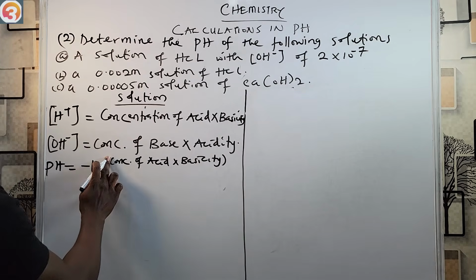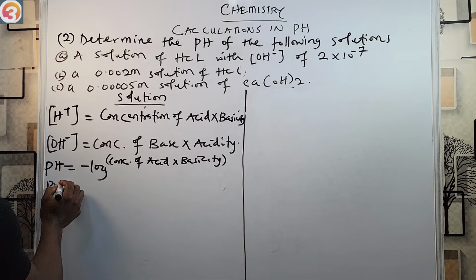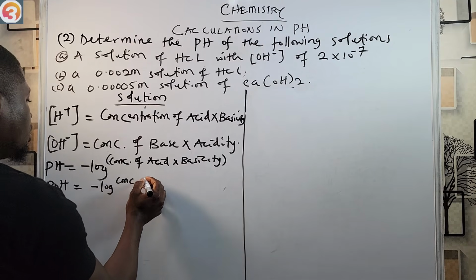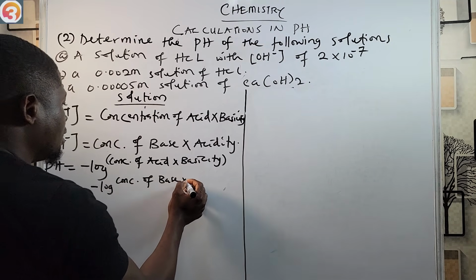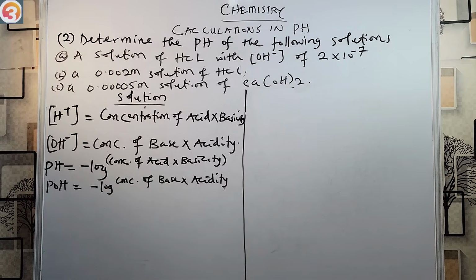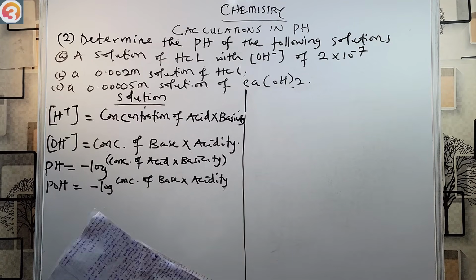All right, concentration of acid times basicity, while pOH will be equal to the negative logarithm of the concentration of base times acidity. All right, so that will be valid also. Okay, now having known this, let's continue.